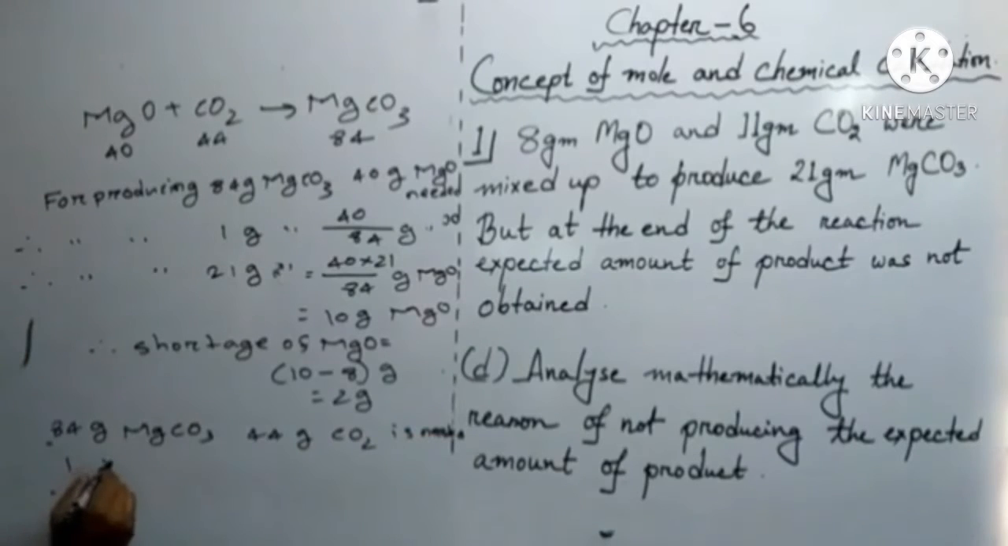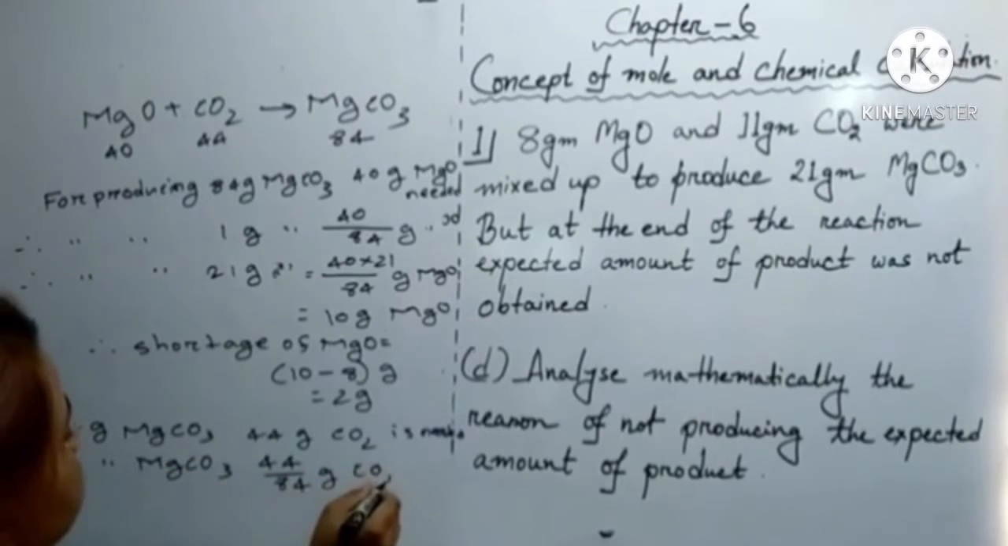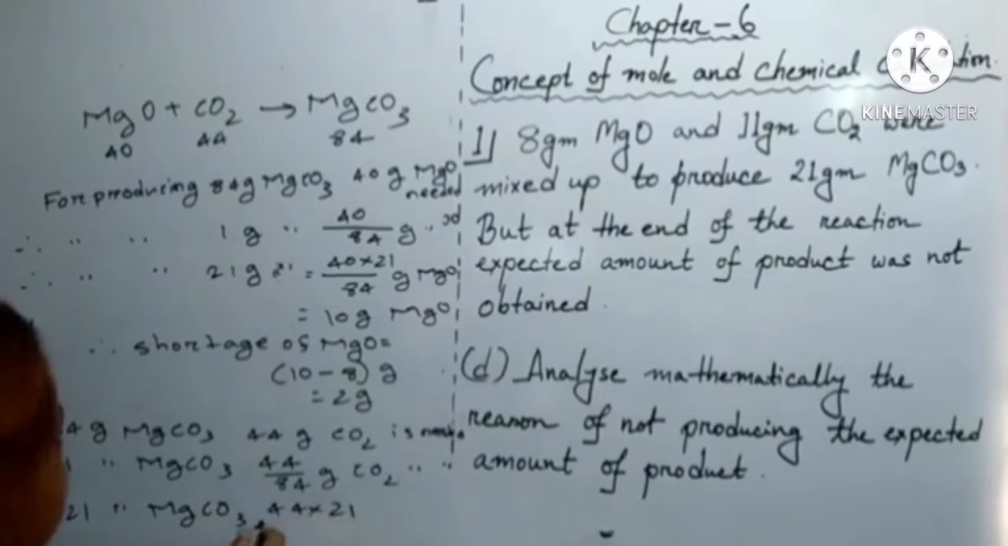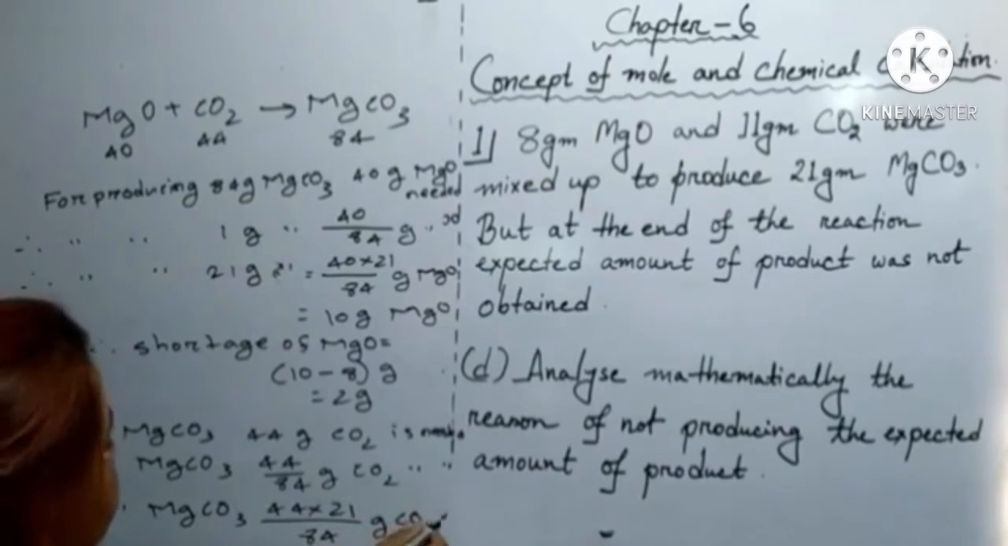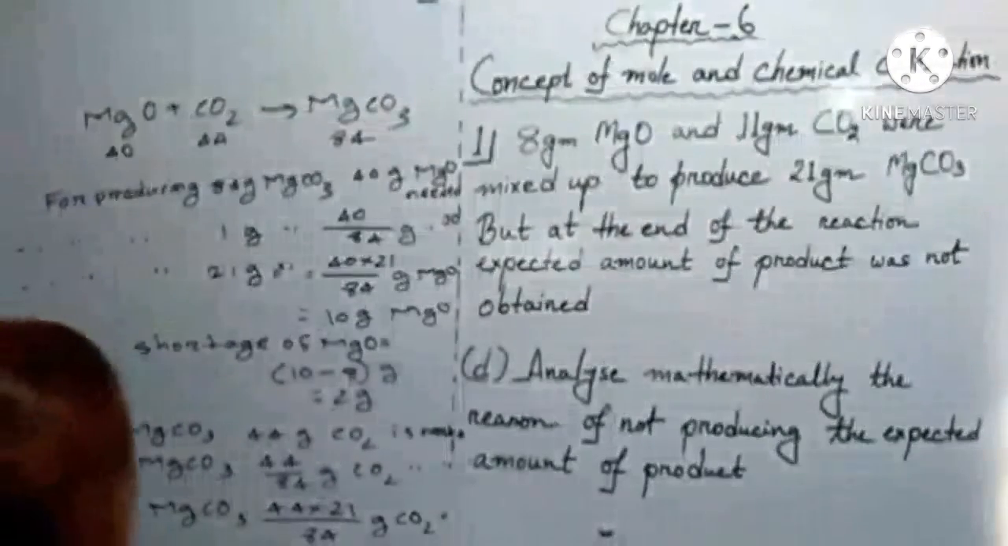For producing 1 gram magnesium carbonate, how much? 44 divided by 84 gram carbon dioxide is needed. Therefore, for producing 21 gram magnesium carbonate, 44 into 21 divided by 84 gram carbon dioxide is needed, which equals 11 gram.